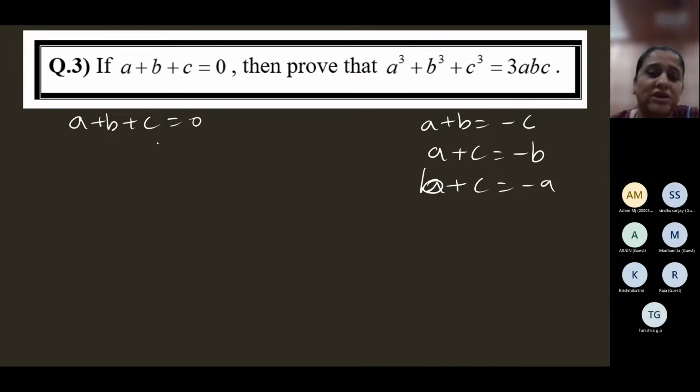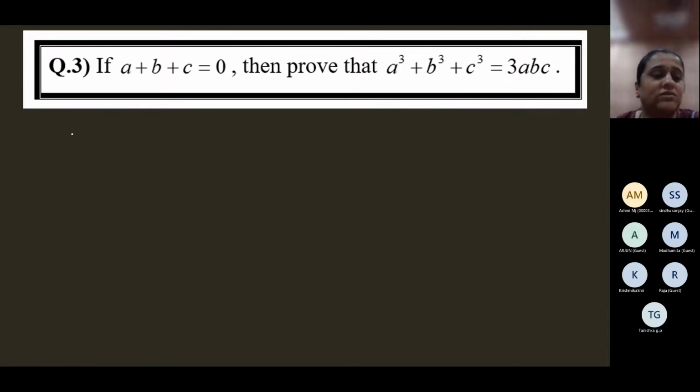You can transpose any one variable to the other side, A or B or C, to the RHS. If you transpose C, it will become minus C. If you transpose B, you will get A plus C is equal to minus B. If you transpose A, you will get B plus C is equal to minus A. You can do any one of these three. So we are given that A plus B plus C is 0. Say we take C to the other side. So A plus B is equal to minus C.